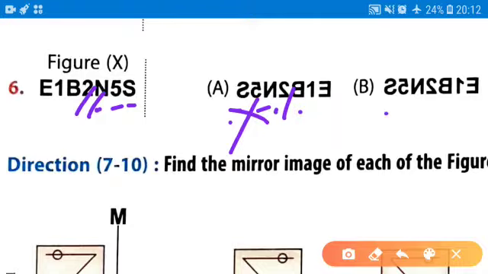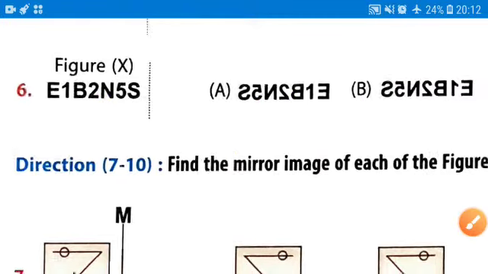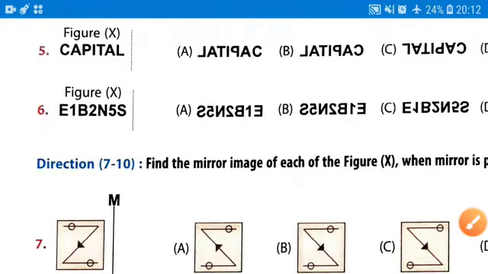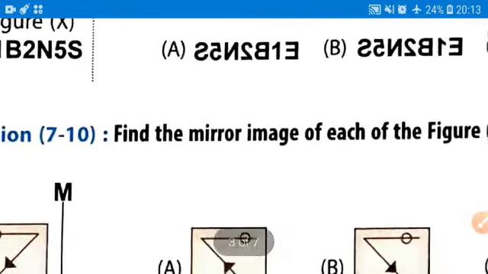Okay, so till B, from S to B the letters are same, or the mirror images are same, and 1 is the mirror image here, correct. And E is also correct, so the correct option will be option number B. Try to imagine, because without imagination you cannot solve these mirror image and water image questions.